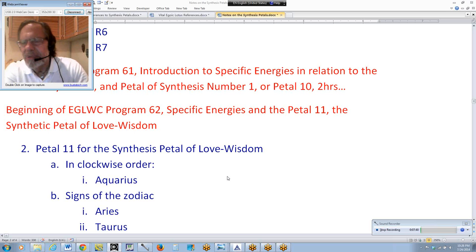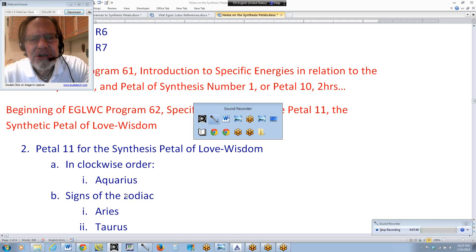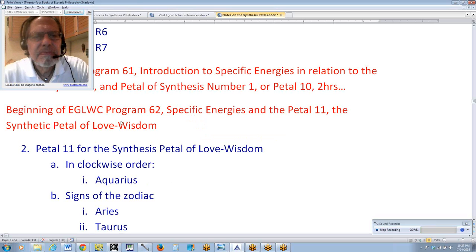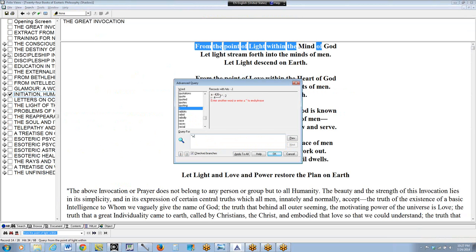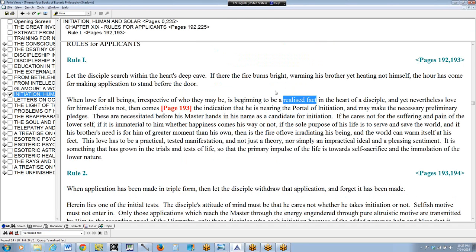When love for all beings is beginning to be a realized fact in the heart of the disciple, well, he is ready for initiation. Let me turn to that from Initiation Human and Solar. A realized fact in the heart of the disciple. And when love for himself exists not, then comes the realization or the indication that he's nearing the portal of initiation and may make the necessary preliminary pledges. These are necessitated before the Master hands in his name as a candidate for initiation.